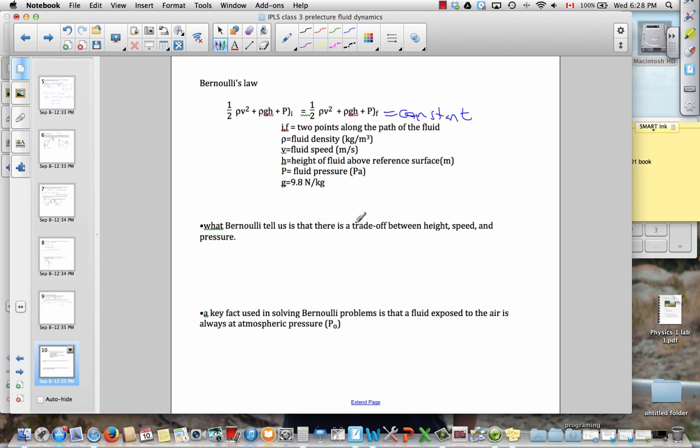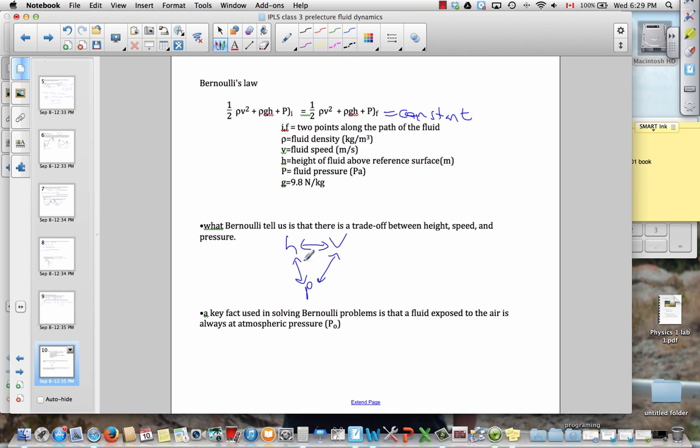And again, it tells us that there's a trade-off between height, speed, and pressure because we see them all together on one side. So that if, say, the speed were to get large and increase, then either the height or pressure would need to decrease. So there is a trade-off there between those three quantities. And we'll look at some demonstrations and discuss that in more detail in our class time together.